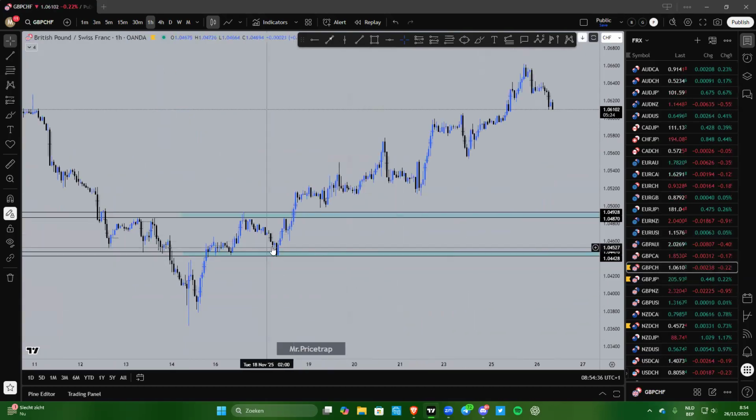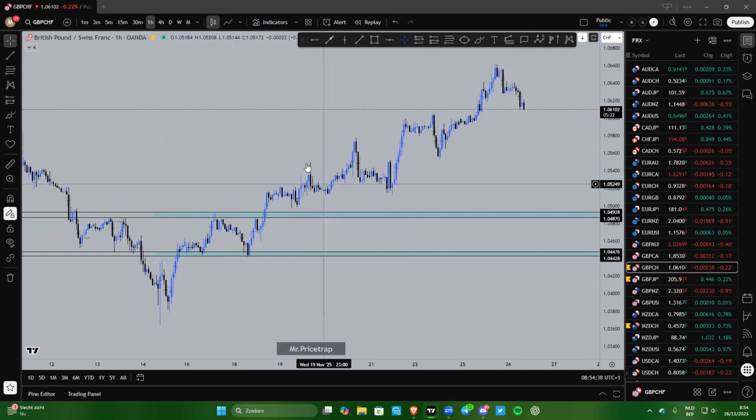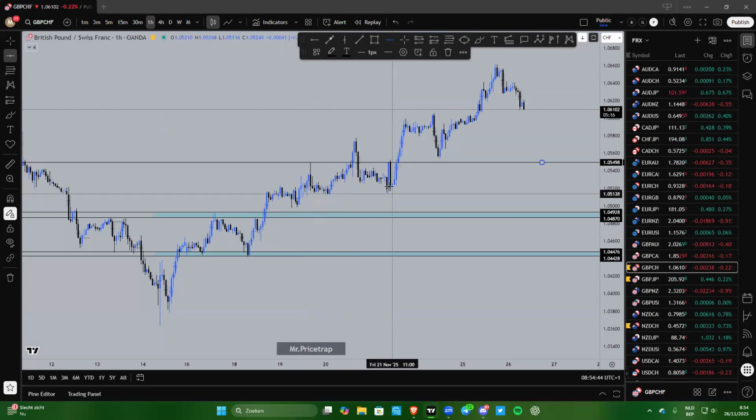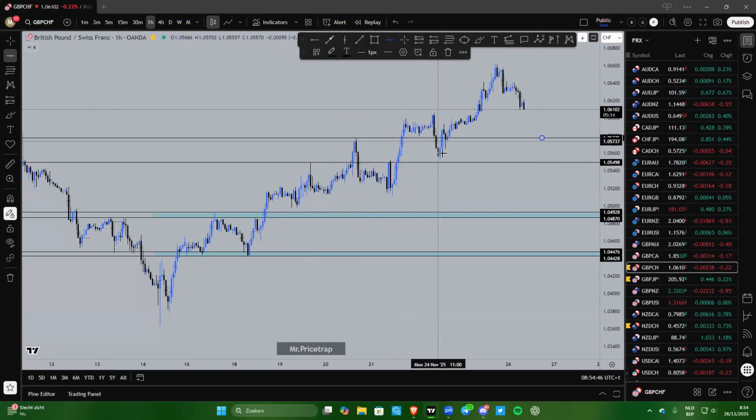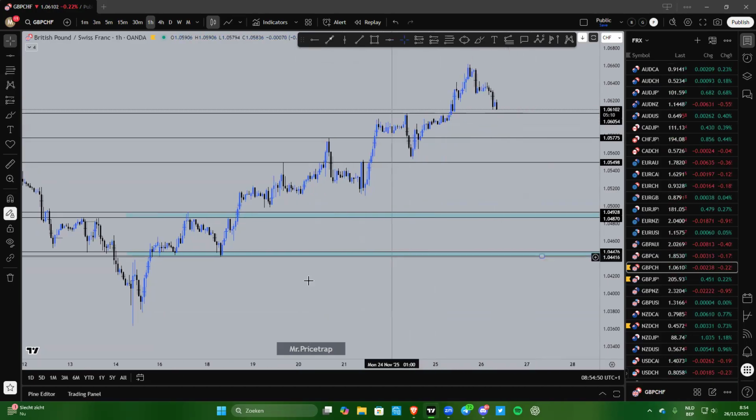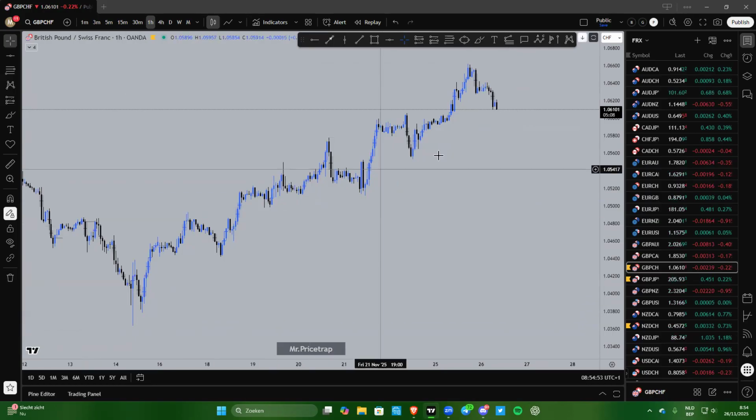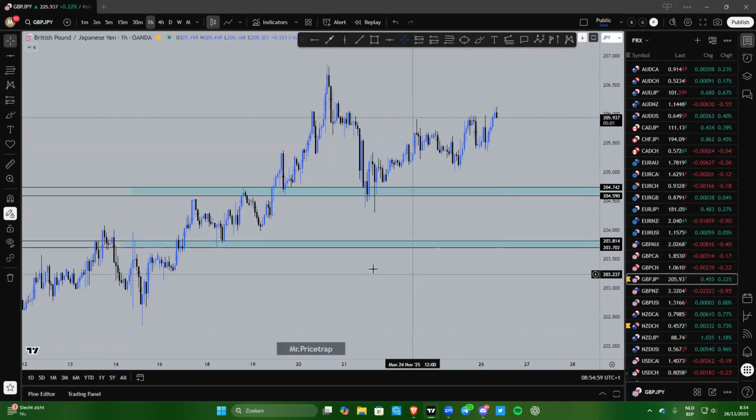GBP/CHF did not retest, broke out, but never came back for the retest. But if you followed this up, you were definitely able to catch some breakout retests. This one breakout retest. This one also breakout retest. And this one right now is coming back. So you could definitely follow this up. The retest from last week didn't happen, but further in that trend, you had multiple opportunities.